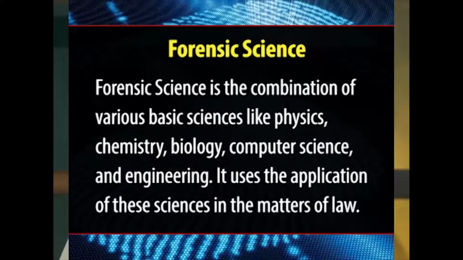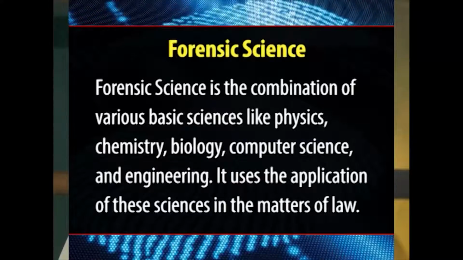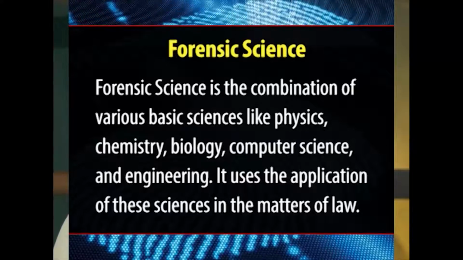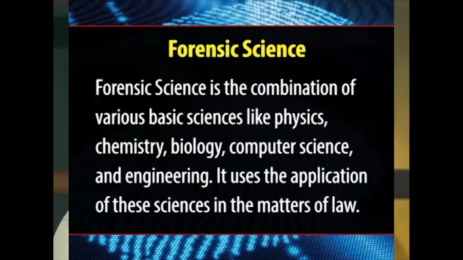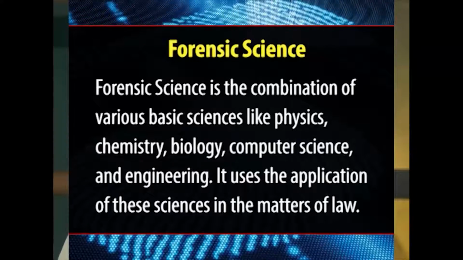Now, these cases might have given you a good idea of the work being done by forensic science, and thus we can define forensic science as the combination of various basic sciences like physics, chemistry, biology, computer science, and engineering. It uses the application of these sciences in matters of law. Apart from this, forensic science also explains to the investigator basic things like how blood reached a particular spot, whether it is intoxicated or not, and the identity of blood, to whom it belongs, and so on.